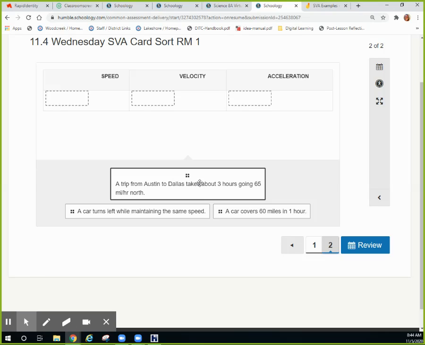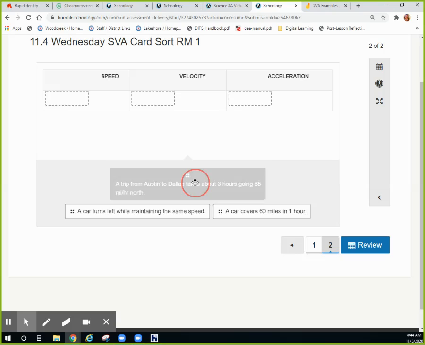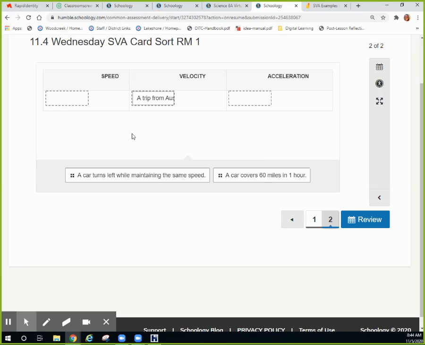Good, you absolutely can. So if they didn't put the word north, you would still know that this is velocity because you have to go a certain direction from Austin to Dallas. So because they gave you a starting point and an ending point that can be identified on a map, you can still identify this as velocity. But they made it easy for us and they said 3 hours going 65 miles per hour north. So they gave us the speed and then they said north, which is a directional term. So this is velocity because they gave us a speed and a direction.